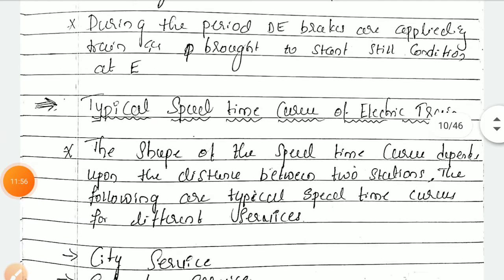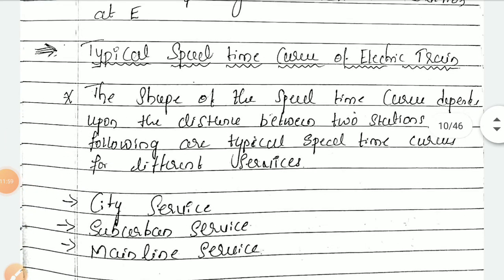So the typical speed time curves of electric traction systems we'll discuss now one by one. The shape of the speed time curves depends upon the distance between the two stations. In some cases the acceleration period will be more, in some cases the free running period will be more, in some cases the braking will be more. So the shape of the speed time curve depends upon how much distance the stations have between them, and based on that the shape also varies.